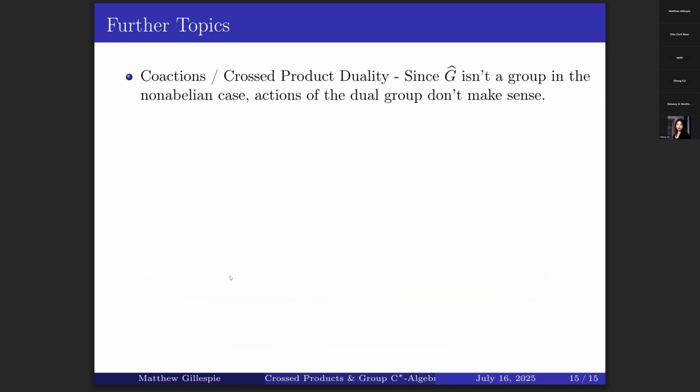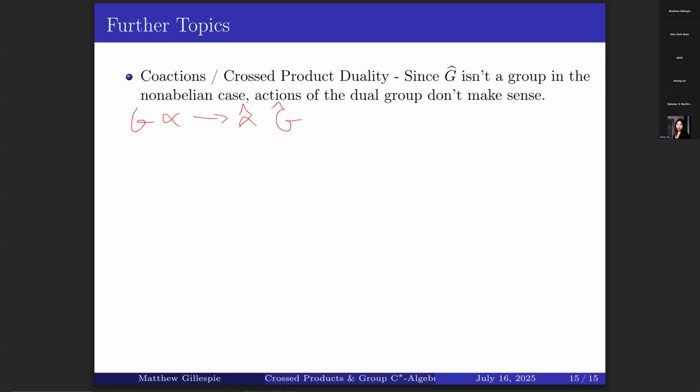First thing I have here is coactions and cross product duality. There's a way to always dualize an action of a group. So given a group, if I have an abelian group, I can dualize an action and get an action of the dual group that's associated to alpha, if I let my group action be denoted by alpha. I can always dualize this to get a dual action of the dual group whenever G is abelian.